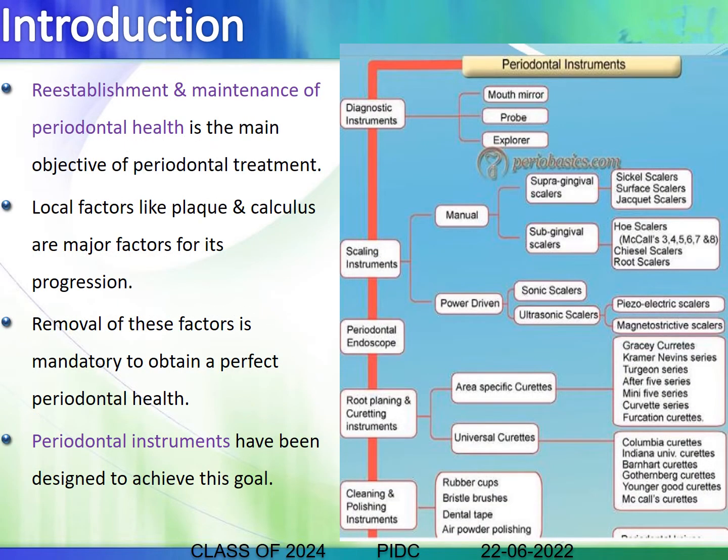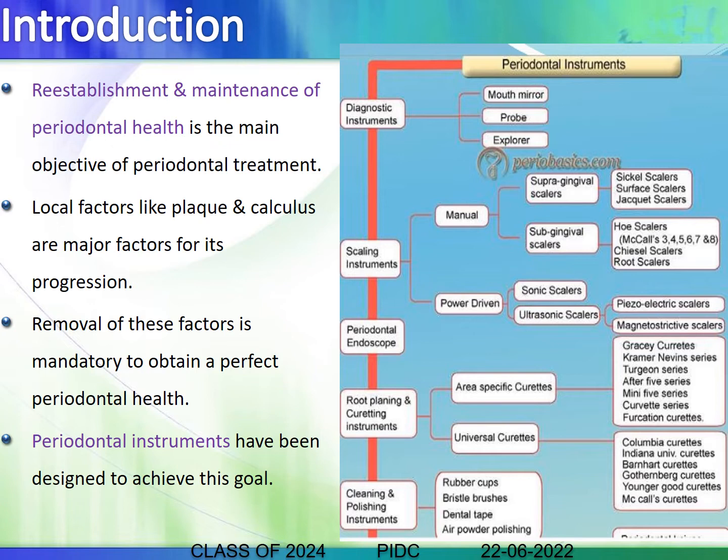So to start with, re-establishment and maintenance of periodontal health is the main objective of periodontal treatment. Local factors like plaque and calculus are the major factors for its progression. So removal of these factors is needed to obtain perfect periodontal health. For this, periodontal instruments have been made to achieve the desired goal.